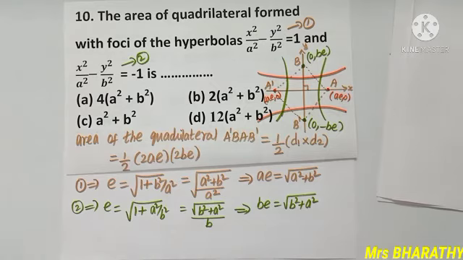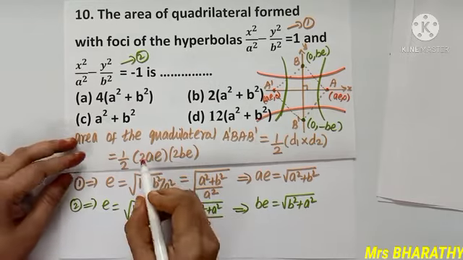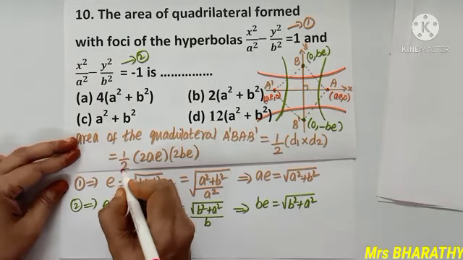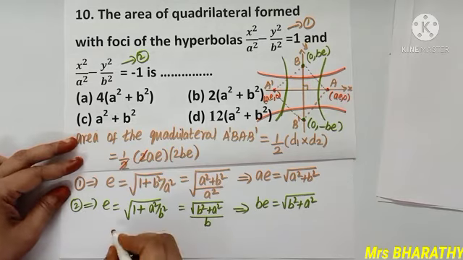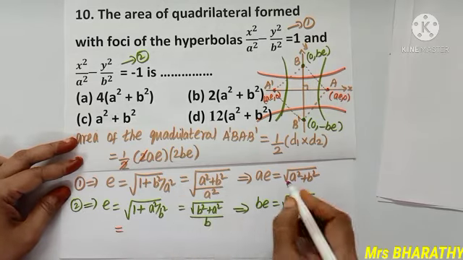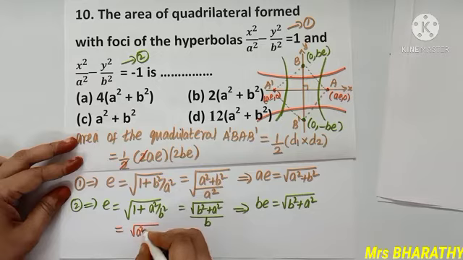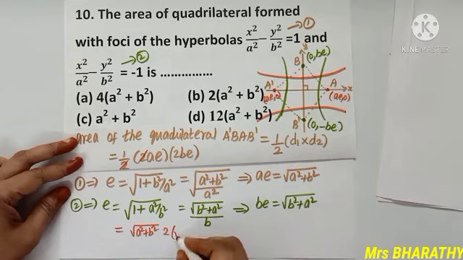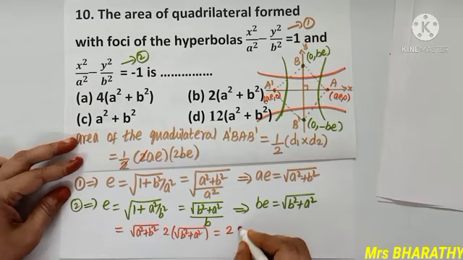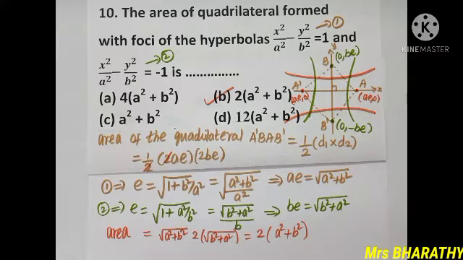Put these answers back in our result. What is area we have derived? It is cancelling 2. I have AE, that is root of A square plus B square, 2 into BE, that is root of B square plus A square. Root and root will get cancelled. So we are just left with 2 times A square plus B square. And the correct option is B.